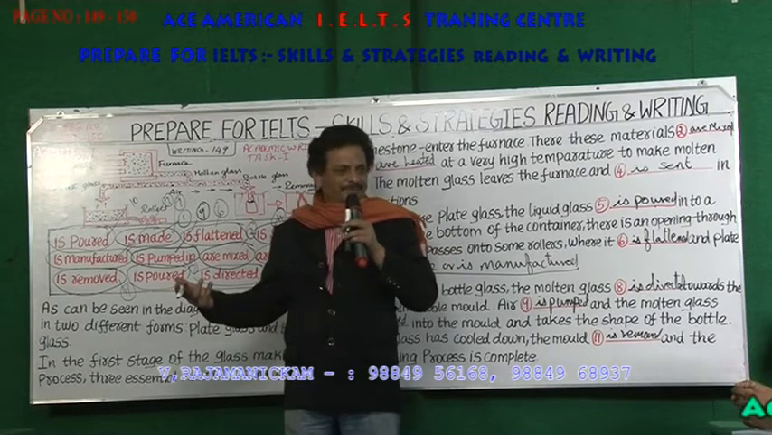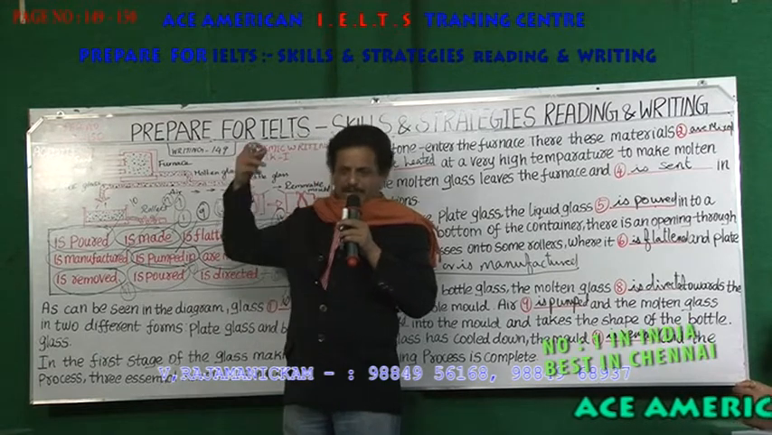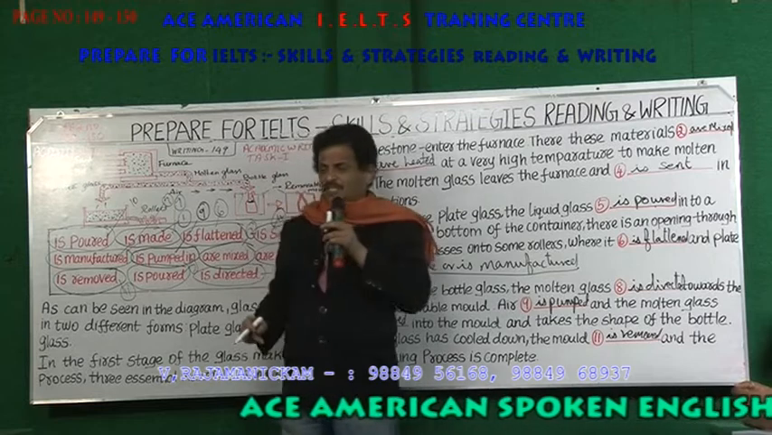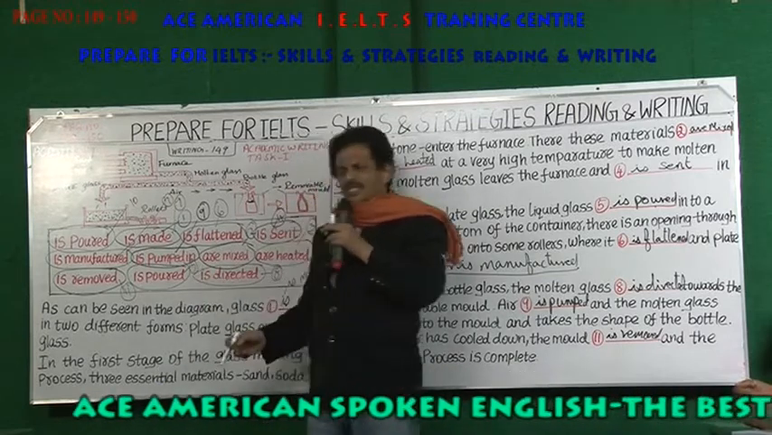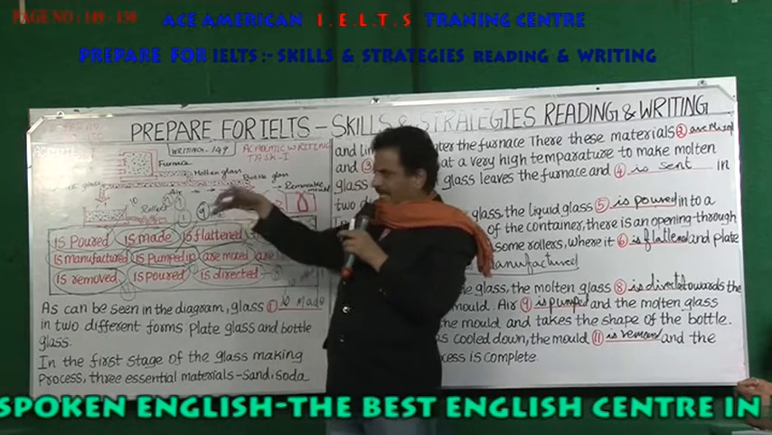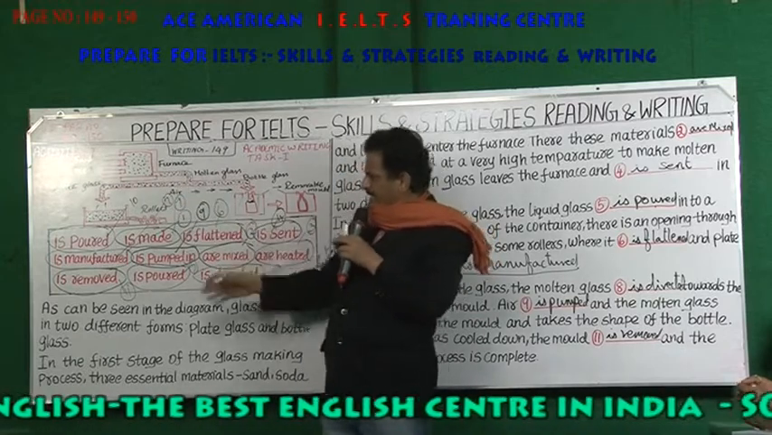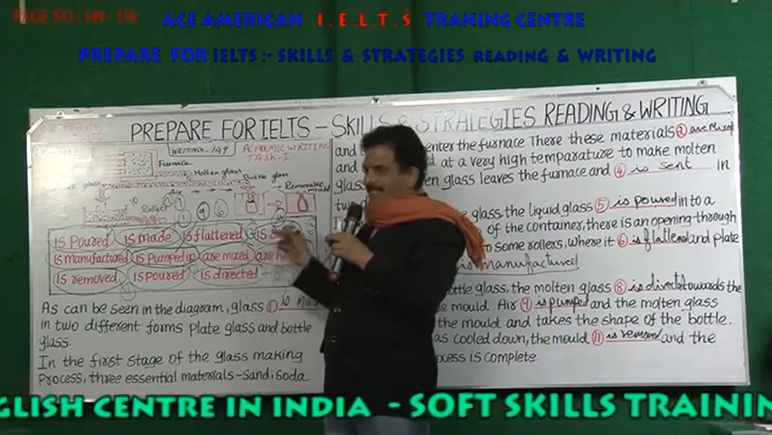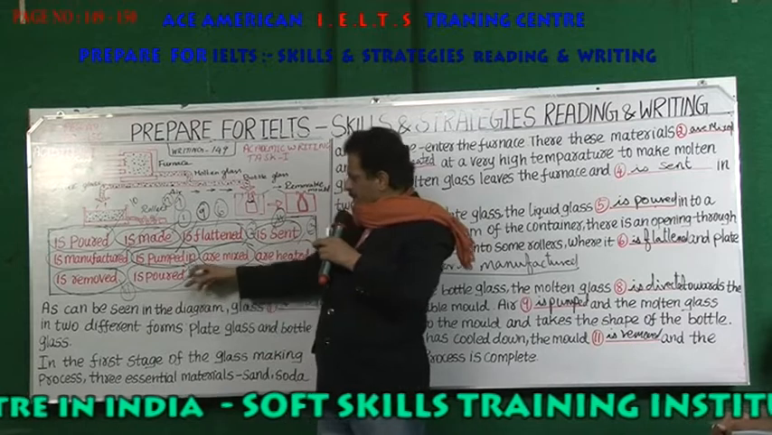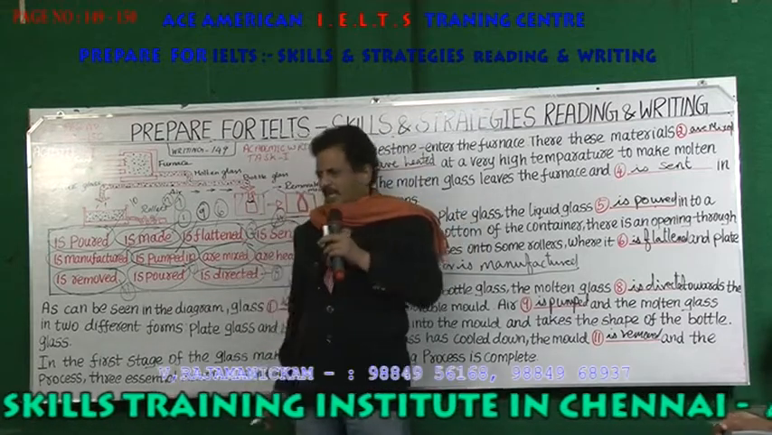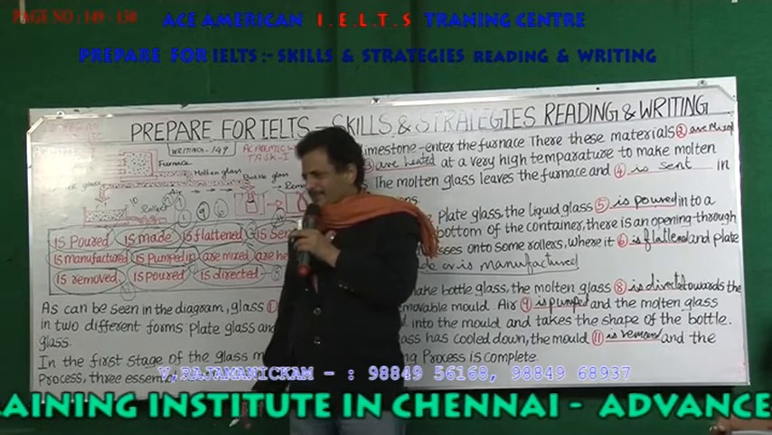We don't want to say. We don't want to mention. We are not bothered who did it. We are bothered about the action which is done. What are the actions which are done, sir? Is poured, is made, is flattened, is sent, is manufactured, is pumped in, are mixed, are heated, is removed, is poured, is directed. Only the action is important here. We are not bothered about who the person is who has done it.